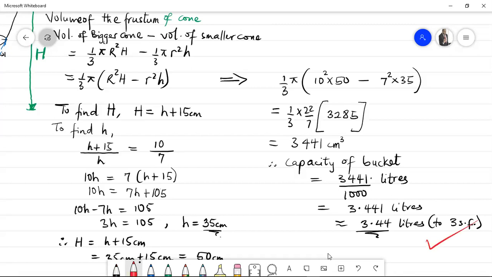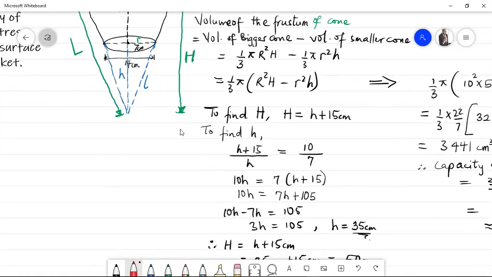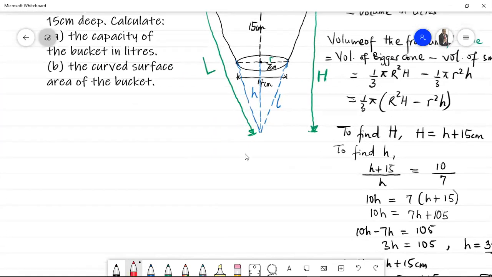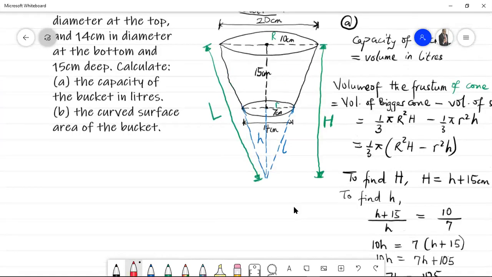But mind you, we're not done. There are 2 questions in here. One is to calculate the capacity of the bucket. The other is to calculate, let's check what we have for the second part of the question. That's the B part. For the B part, we are to find what? The curved surface area of the bucket. So I'm going to come to this part of the board to solve question B. The curved surface area of the bucket.